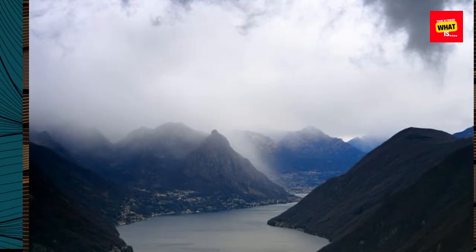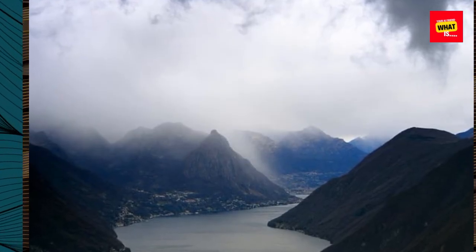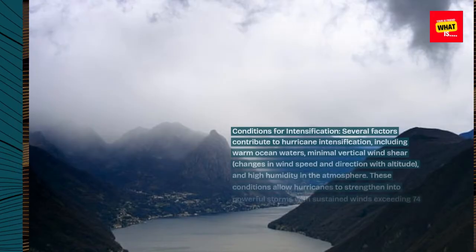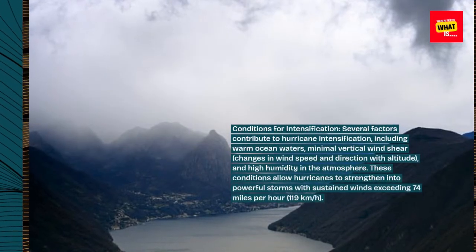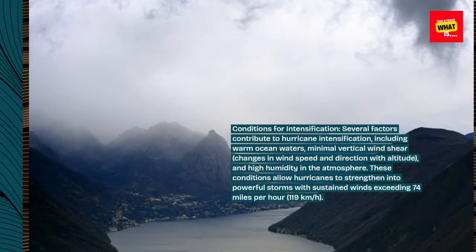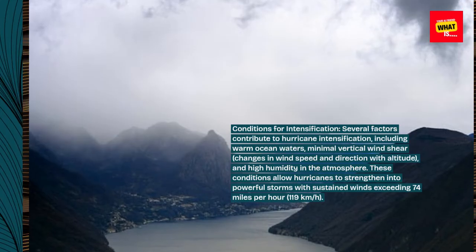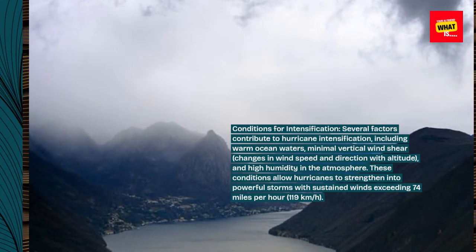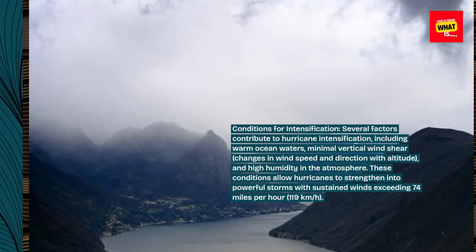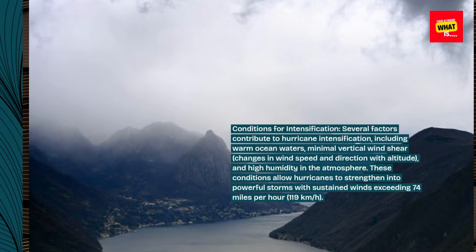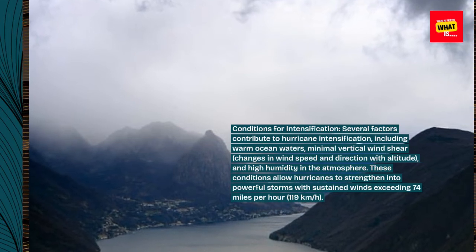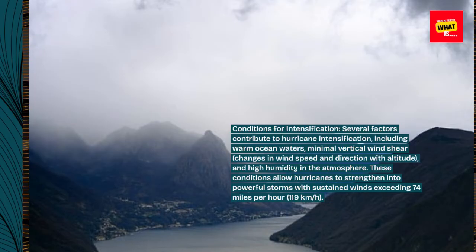Conditions for intensification. Several factors contribute to hurricane intensification, including warm ocean waters, minimal vertical wind shear, changes in wind speed and direction with altitude, and high humidity in the atmosphere. These conditions allow hurricanes to strengthen into powerful storms with sustained winds exceeding 74 miles per hour, 119 kilometers per hour.